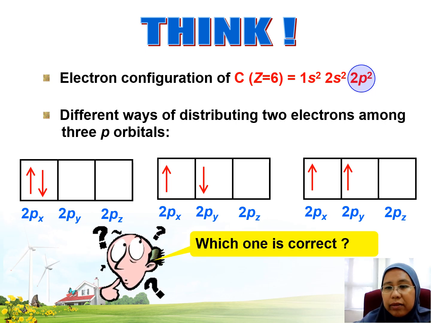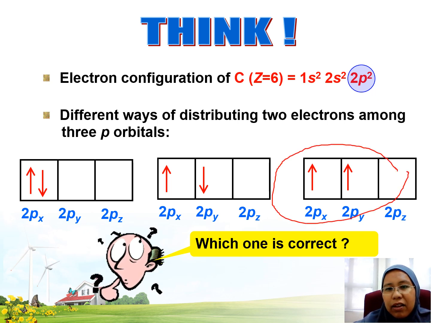Which one is correct? Think about it. Did you get it already? Yes, the answer is the right one. According to Hund's rule, the electrons must be arranged in single orbitals first with the same spin. Well done.